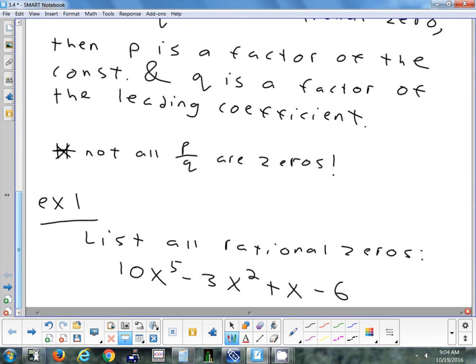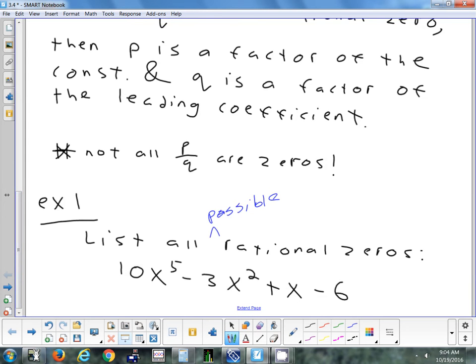Okay, so in this one, I want to make a list of all possible rational zeros. I'm going to say possible. In order to do this, the first thing you have to do is figure out what are all the different values P could be. What are all the different values Q could be? All right, so P is any number that's a factor of the constant.